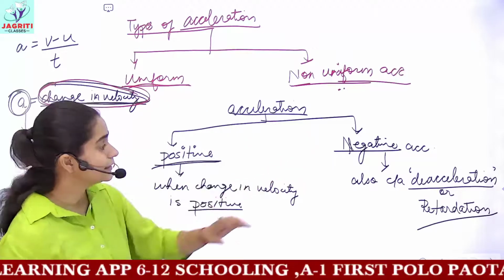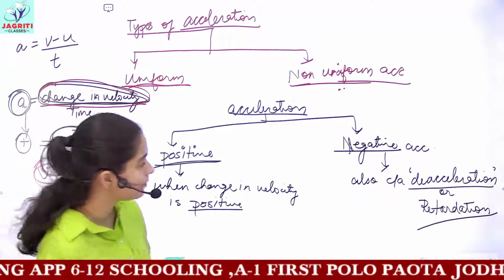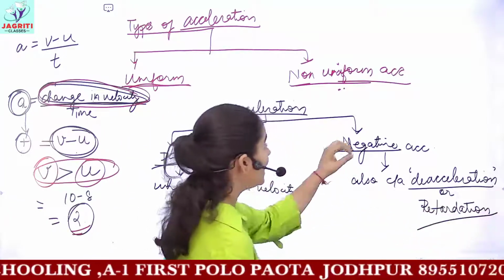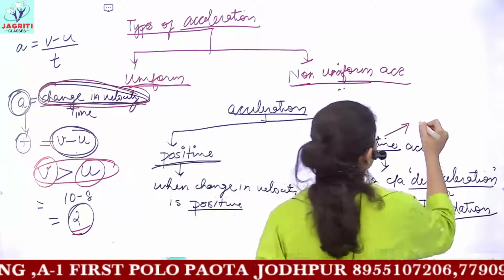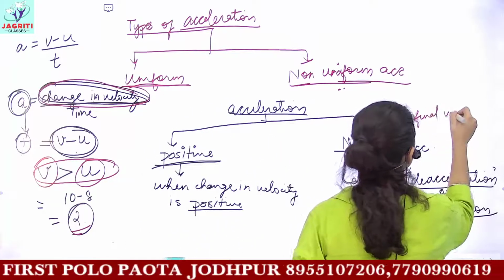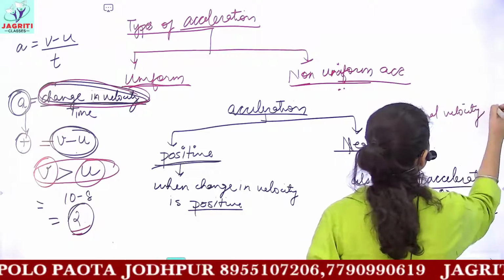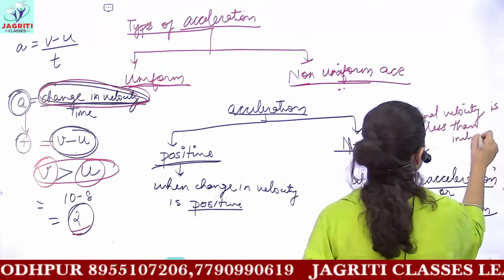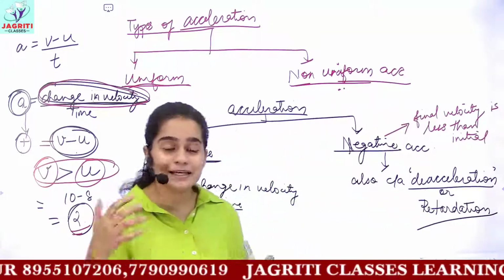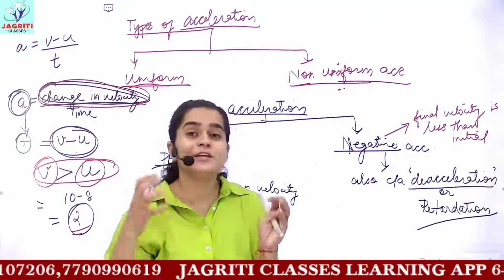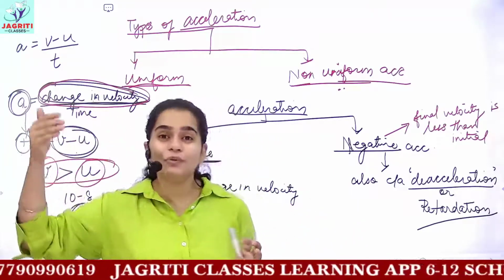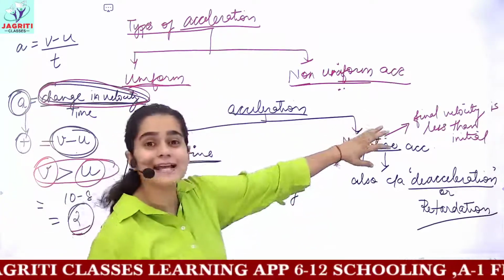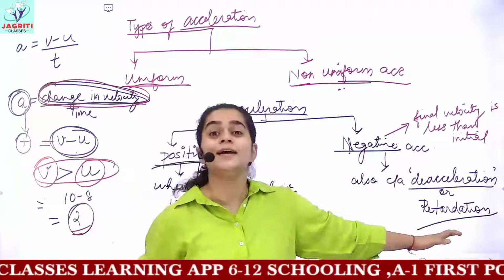But in the case of negative acceleration, which is known as deceleration or retardation, you get negative acceleration when your final velocity is smaller than the initial velocity. Or you can say when something is decreasing its speed. If the speed of the object, which it was moving with initially, gets reduced by a certain amount, then you say the acceleration is negative acceleration or retardation.